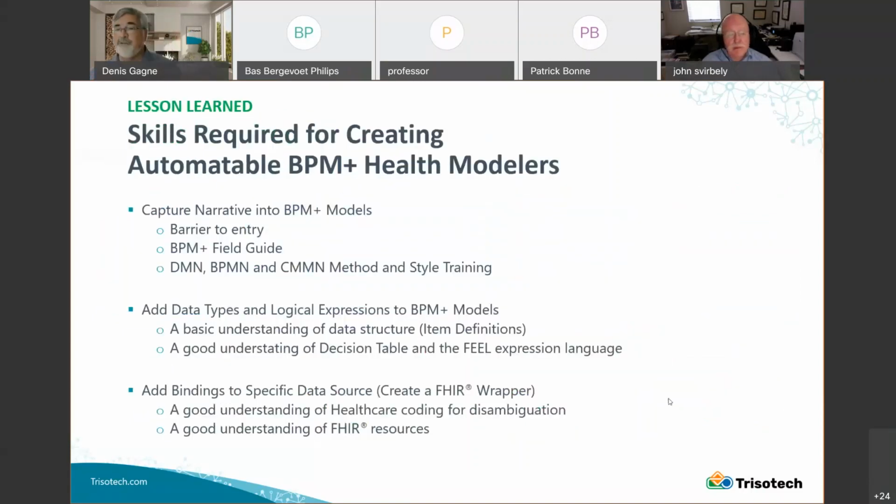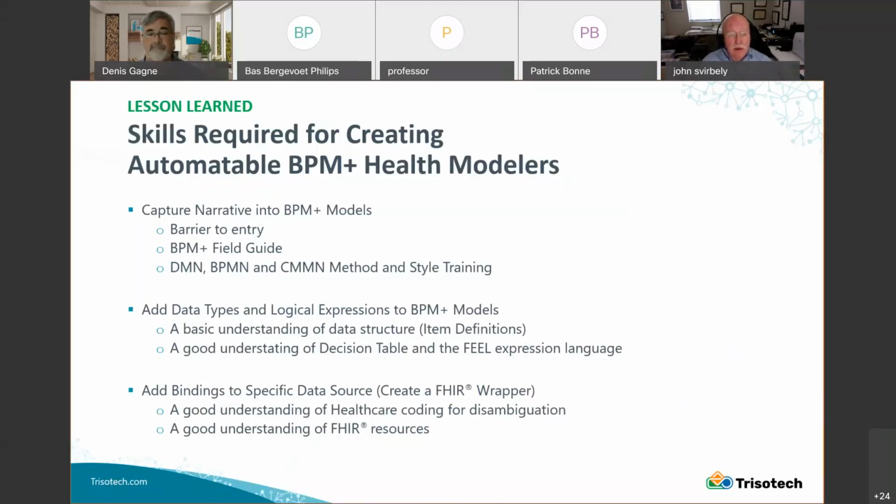So I'll pass it on to John to talk a little bit about the kind of skills that come at each of these levels. Thanks, Denny. Here's a listing of some skills that are required, and they basically capture the narrative for the models. There's a barrier to entry because people have to learn how to do this modeling, usually through a course such as the method and style training done by Bruce Silver.